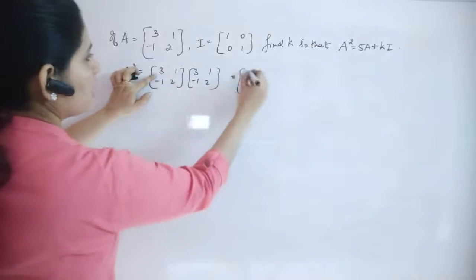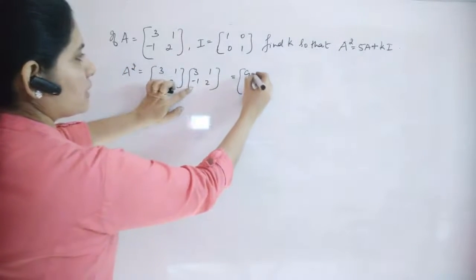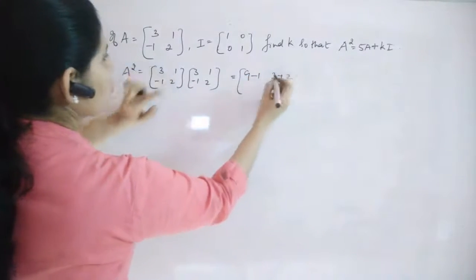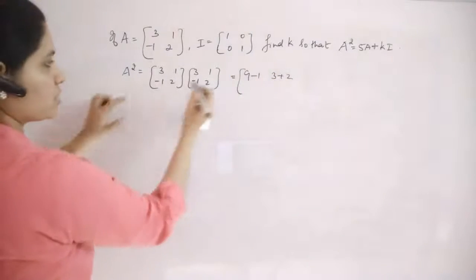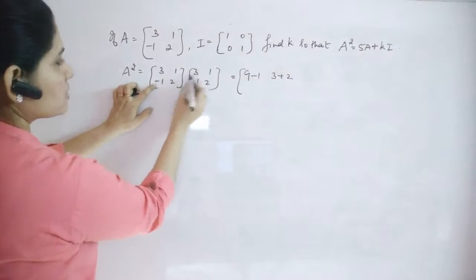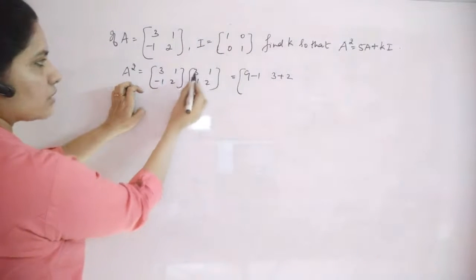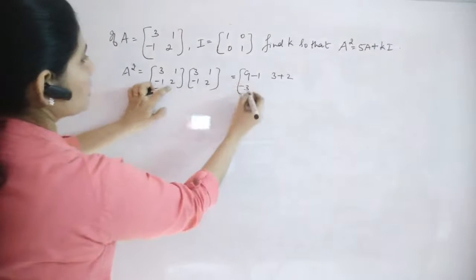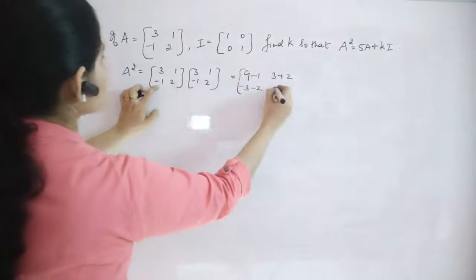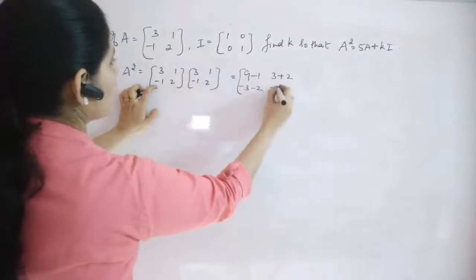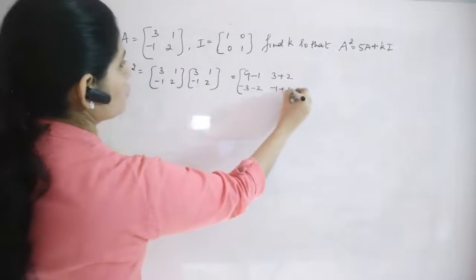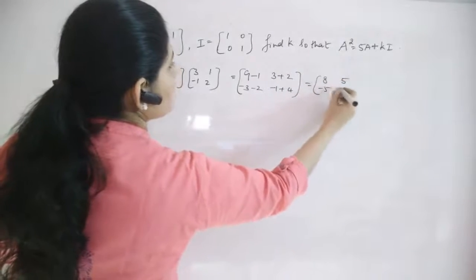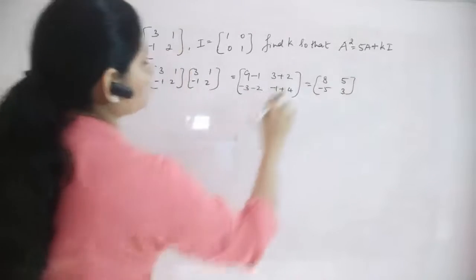So 3 into 3 is 9 plus minus 1 into 1, minus 1. This into this will give you 3 plus 2 in the 1 2th position here. This into this. So you have to just see this is second row and first column. So it will be here, second row and first column. Okay. So minus 3, minus 2, and the last term will be minus 1 into 1, minus 1 plus 2 into 2, 4. Okay. And this is giving you 8, 5, minus 5, 3. This is your a square.